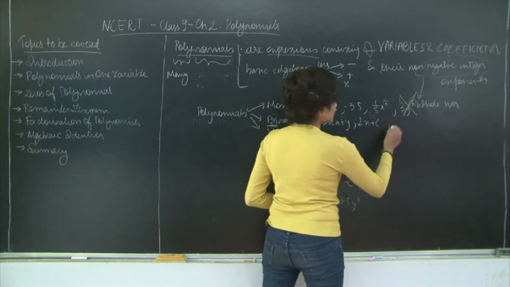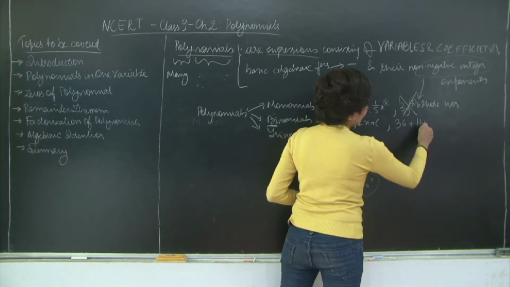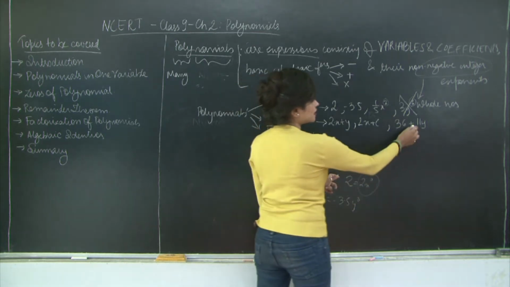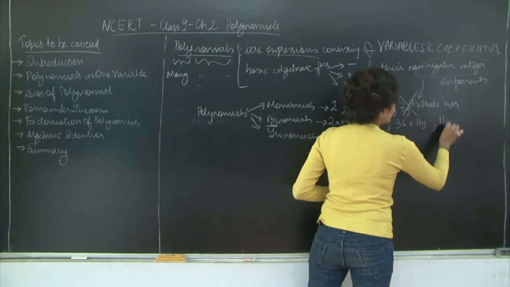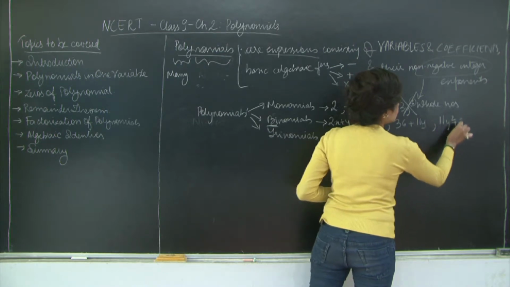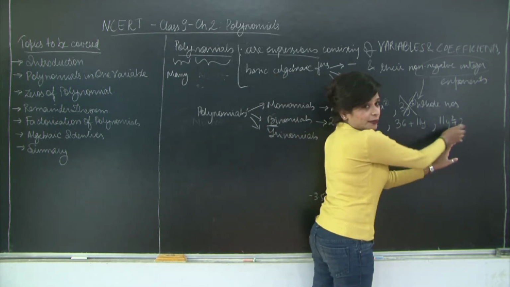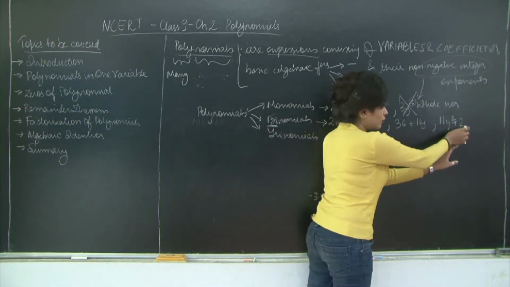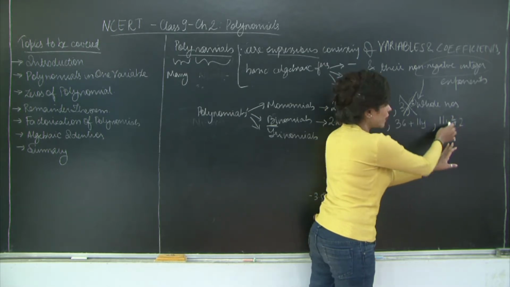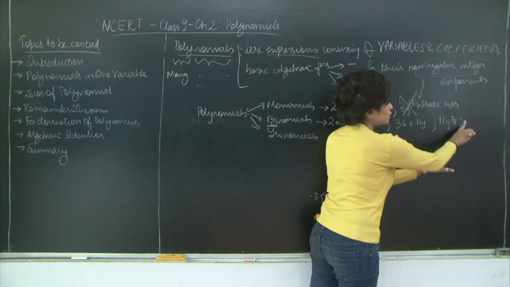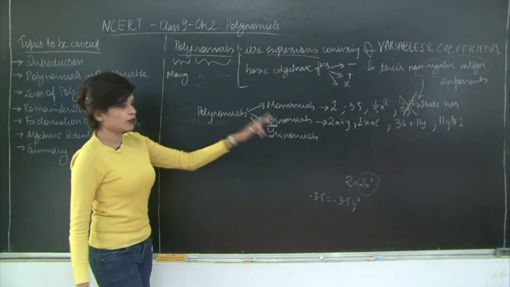You can even have something like 36 plus 11y. This is a binomial. It has two terms. Then how about 11y square plus 2? Is this a polynomial? Yes, it is a polynomial because it has two terms. It is a binomial also. It has one non-negative integer exponent here, y square, and 2x raised to 0, y raised to 0. So again there are two terms. So this is a binomial, which is nothing but a polynomial with two terms.